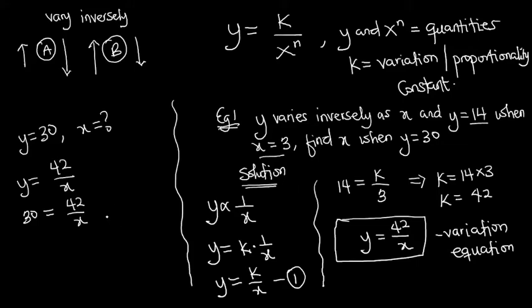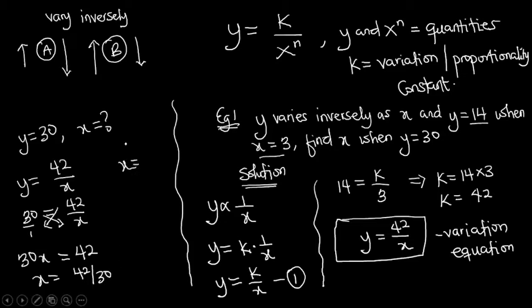To find the value of x, this has a denominator of x, so we cross multiply. So we have 30 multiplied by x will give us 30x to be equal to 1 multiplied by 42, which will give us 42. So our value of x is now 42 on 30, which will give us 1.4 as our answer.